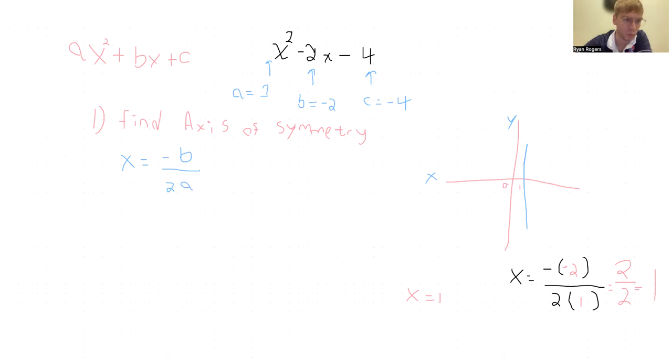Step 2: create a function table. What is a function table? Well, a function table is when we put numbers in for x and then we get out numbers for y. So we choose what x numbers there are. So we're going to draw a table. We're going to draw a better table.